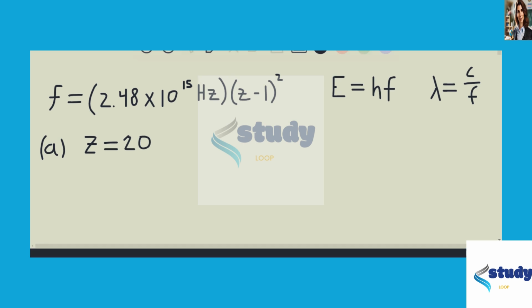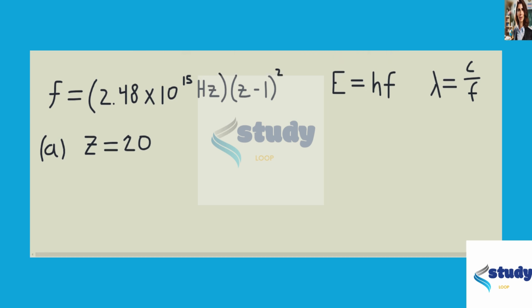For the following, we're asked to find the frequency, the energy in terms of keV, and the wavelength. So frequency is given by Moseley's law, which says that frequency f is equal to 2.48 times 10 to the 15 hertz times the atomic number Z minus 1 squared. Once we know frequency, we can get energy, because energy E is equal to Planck's constant times the frequency. And once we know the frequency, we can also get the wavelength, because wavelength is equal to the speed of light, c, divided by the frequency, f.